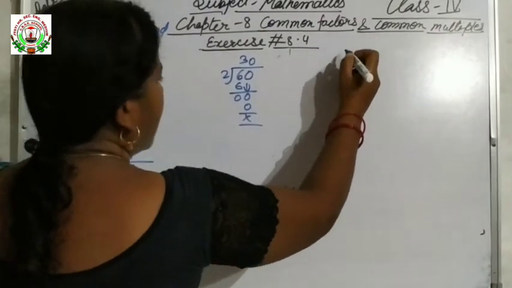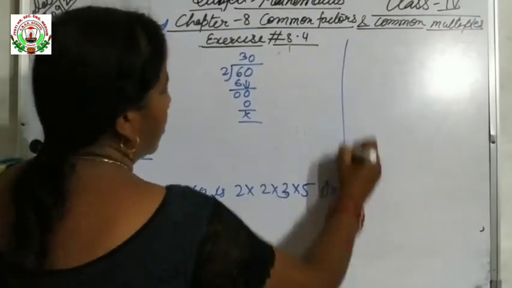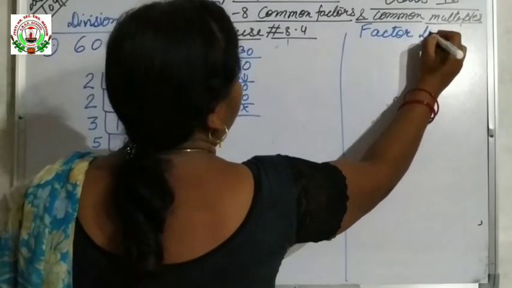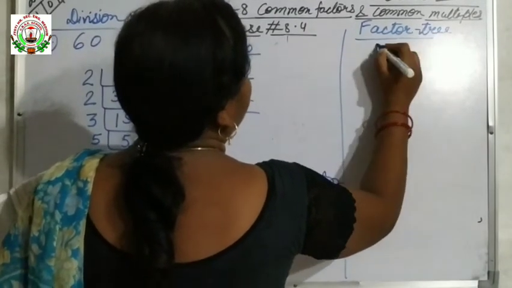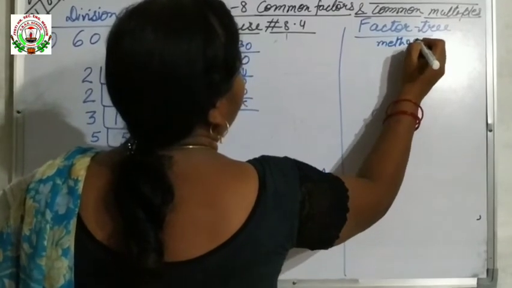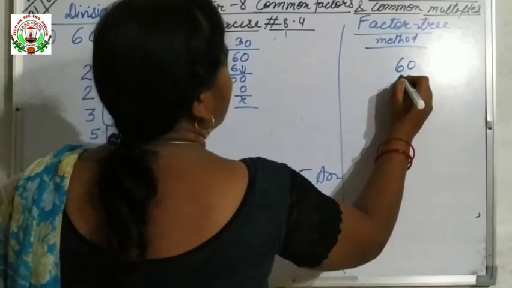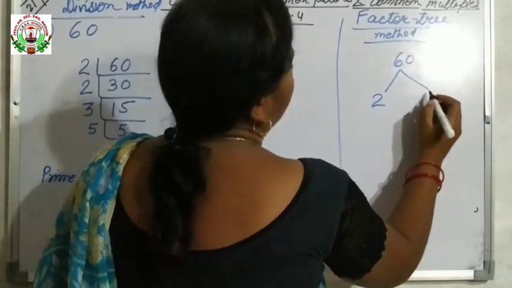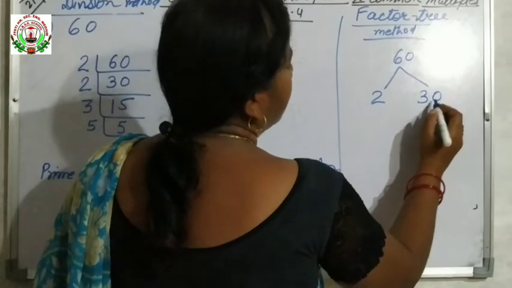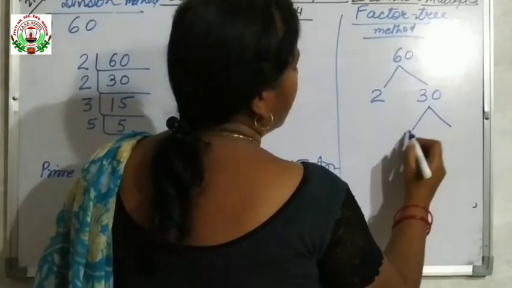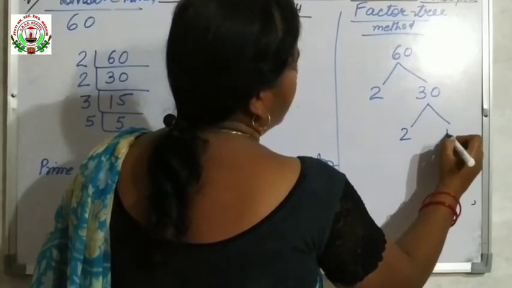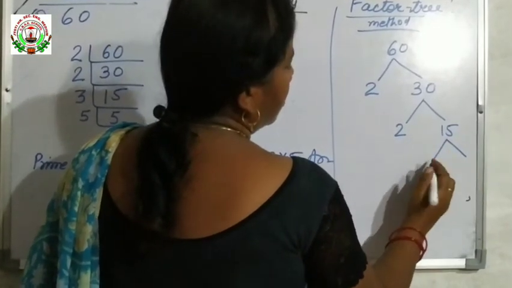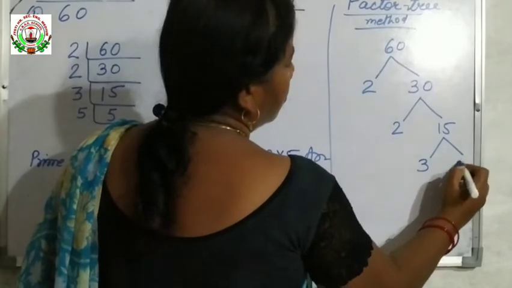Now we will see the factor tree method. 60. So first is 2. Here 30 will come. 30 is a composite number, so again we will find the factor, 2 into 15. Then 15 is a composite number, so again 3 into 5.